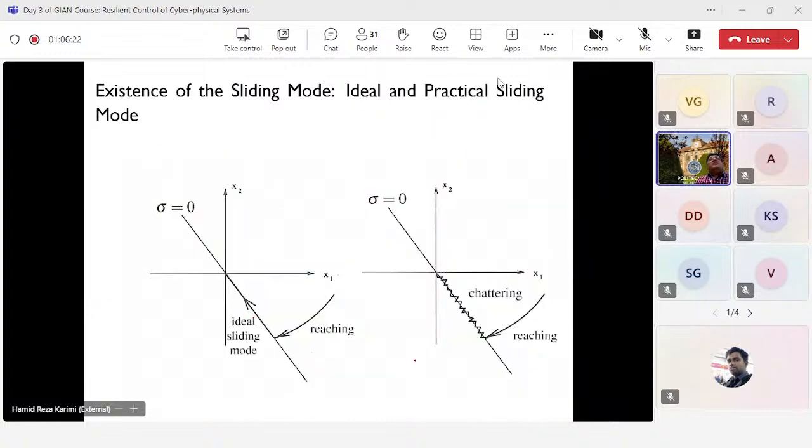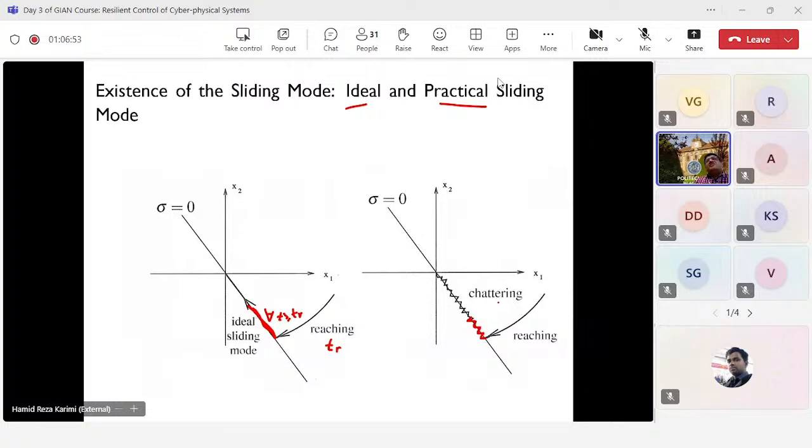Okay, so this is what I'm talking about, the ideal and practical. This is the ideal case. Ideal means that you are reaching the surface at time TR, and then for each time bigger than TR, you should have exactly zero, okay? But this is not possible to make. Therefore, you need to accept some oscillation like this, okay?